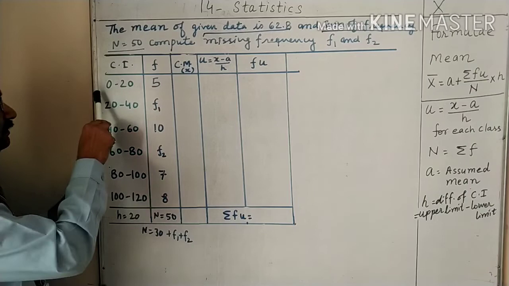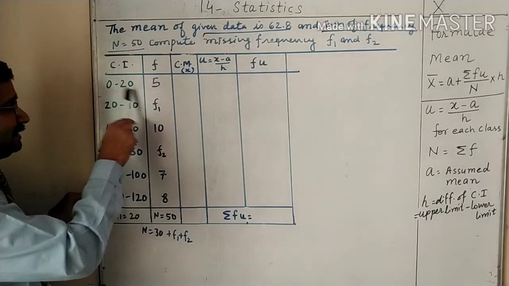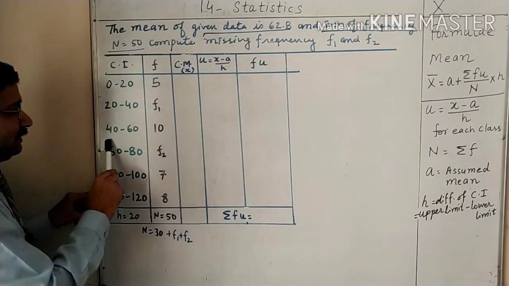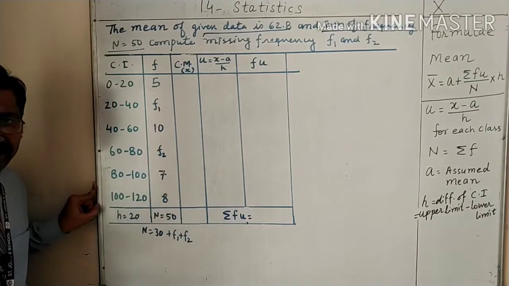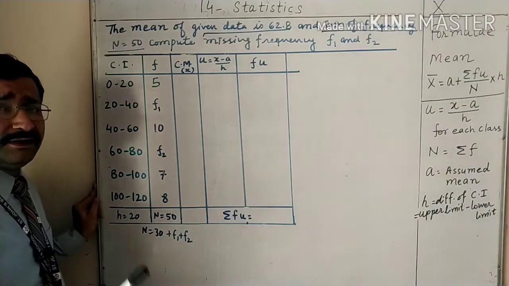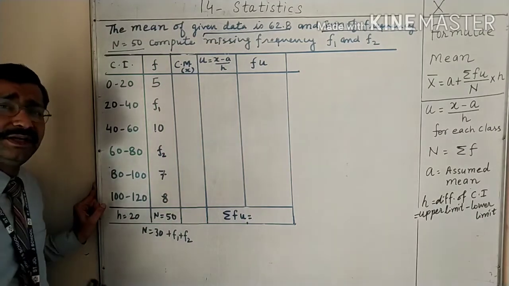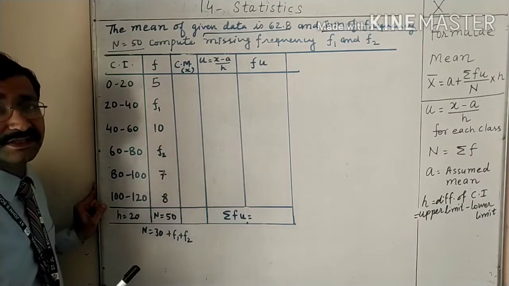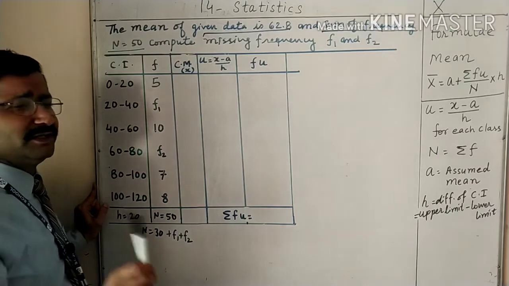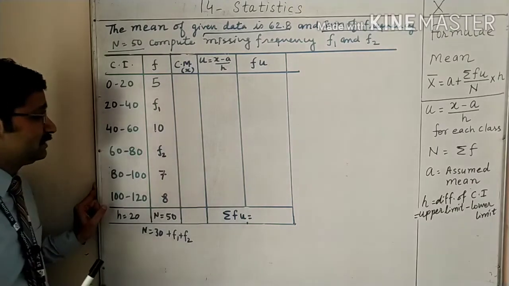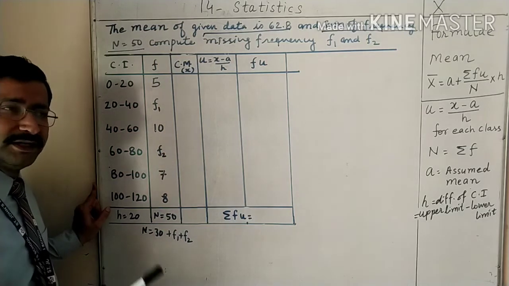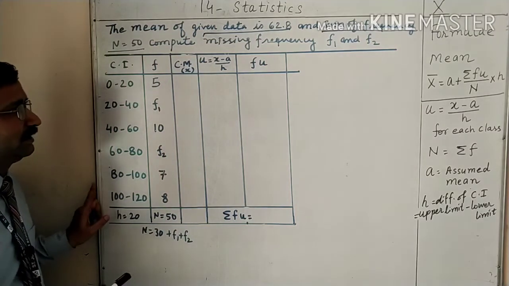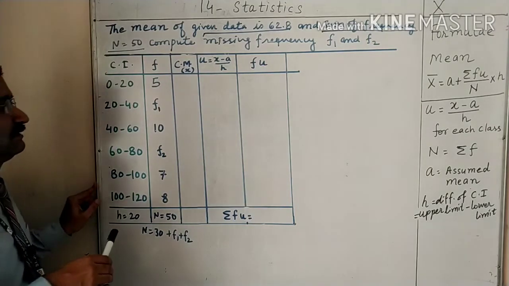Now look here, you check all the intervals. What is the gap? The gap is 20. So h is 20. The interval difference is 20, so you can use the step deviation method here. Step deviation method is a very simple method. You can use any method, no problem, but step deviation is simple, so I use the step deviation method.